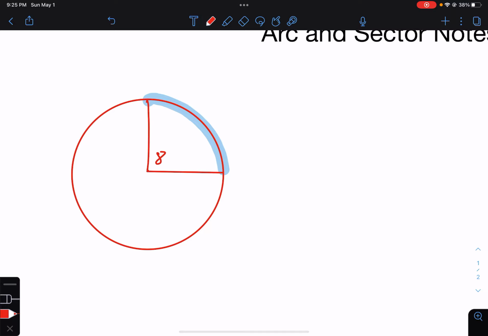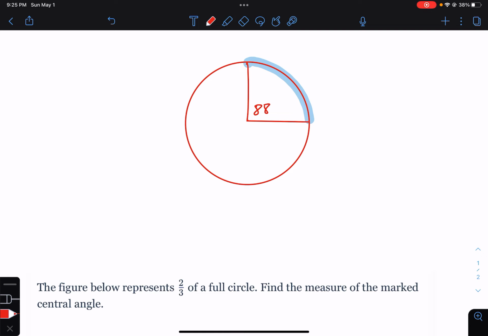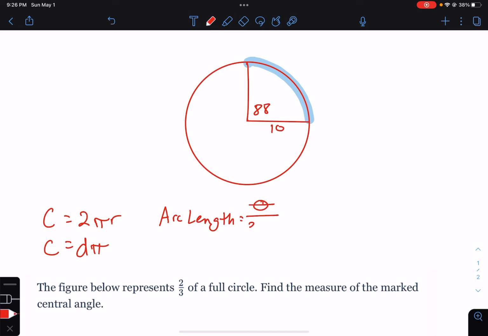So let's say that this was 88 degrees. What you have to do is use the formula for circumference, which if we recall is 2 pi r, or we can use diameter times pi, whatever you'd like. We'll say that this is 10. However, if we're trying to find arc length, what we have to do is theta, which represents the degrees, over 360 times the circumference.